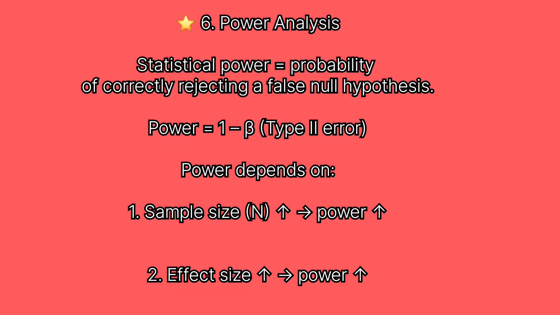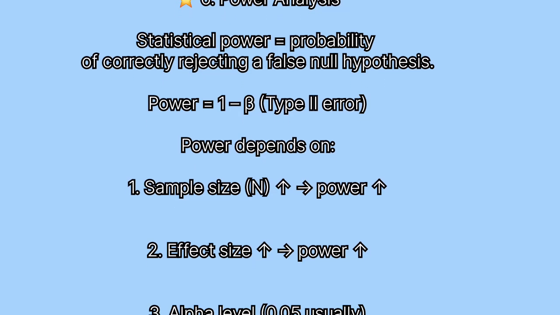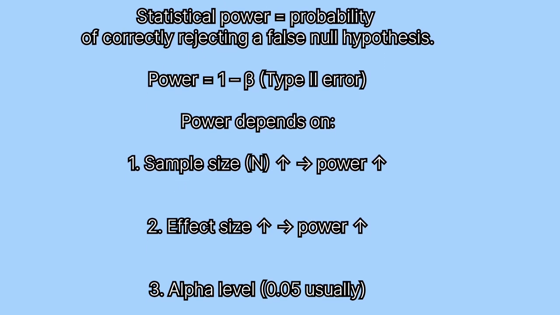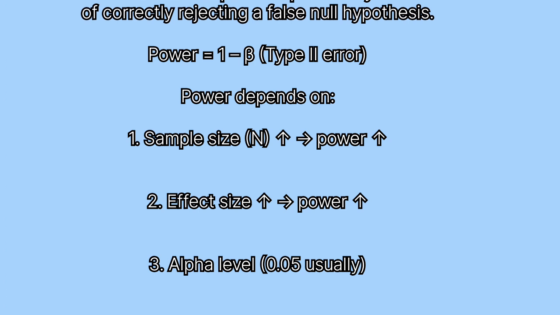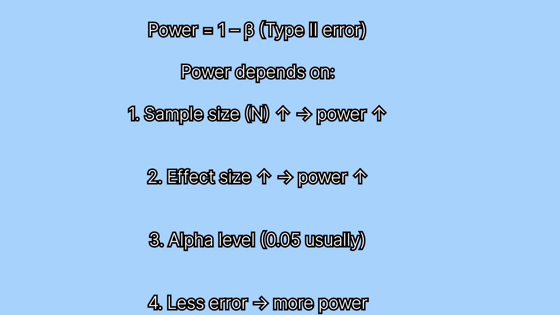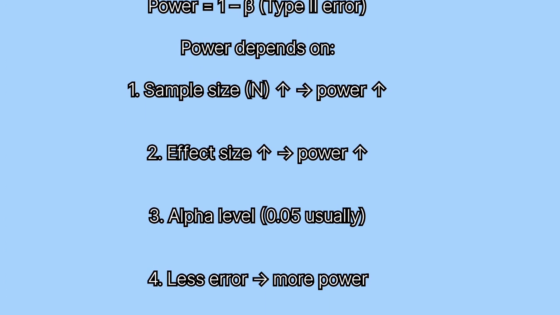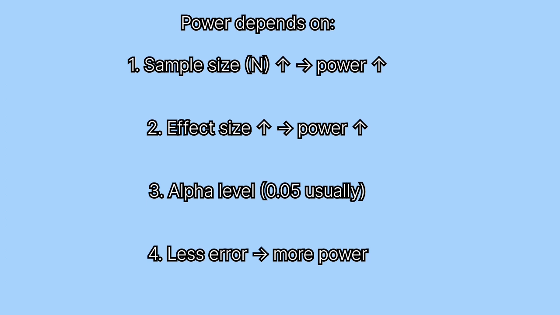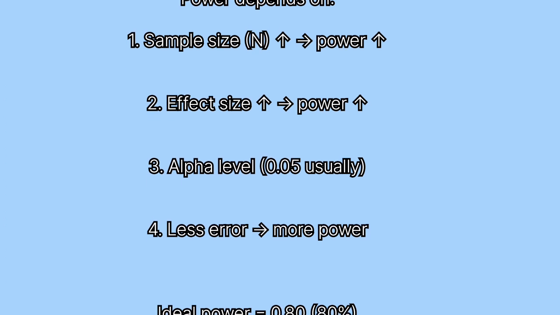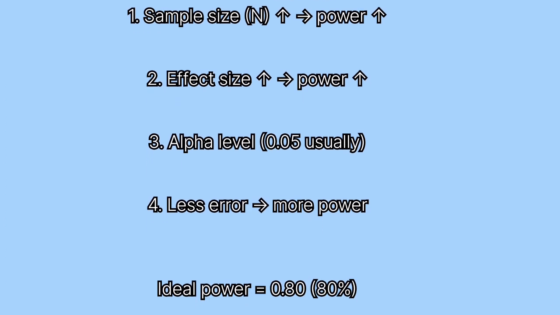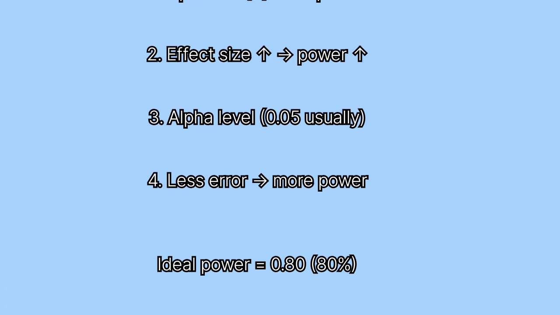Sixth is power analysis. Statistical power is the probability of correctly rejecting a false null hypothesis. Power is equal to 1 minus beta, the type 2 error. Power depends on sample size: as sample size rises, power rises. As effect size rises, power rises. Alpha level is usually 0.05. Less error, more power. Ideal power is 0.80, like 80%.